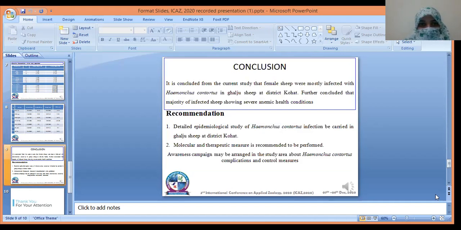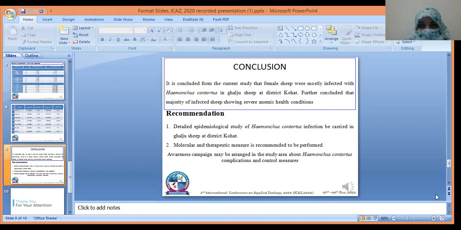Conclusion. It is concluded from the current study that female sheep were mostly infected with Haemonchus contortus in Ghaljo sheep in district Kohat, as shown in the previous pictures. It is further concluded that the majority of infected sheep showed severe anemia.